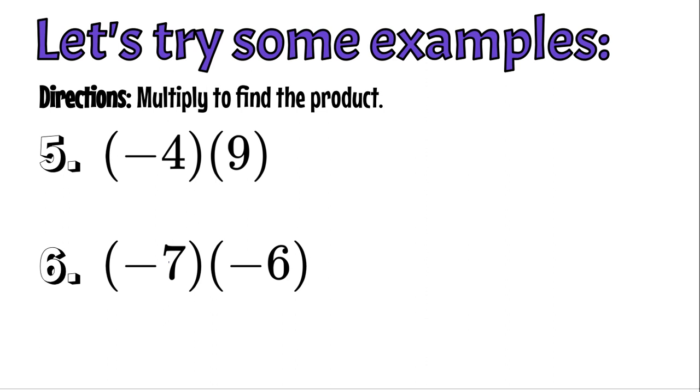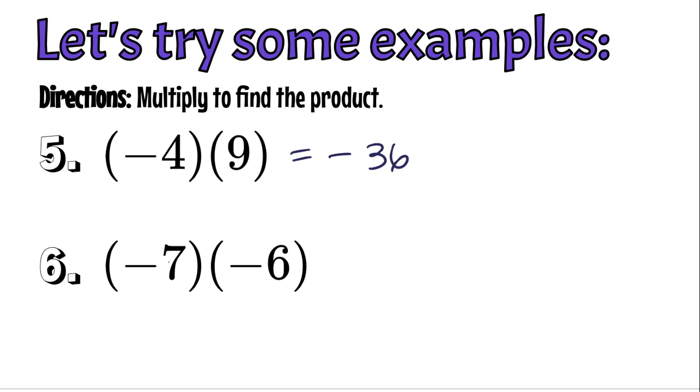Let's multiply to find the product. In number 5, we have negative 4 times 9. Here we have one negative, a negative times a positive. Remember, the signs are different, therefore we're going to have a negative product. And then we can just think, well, we know it's negative. What's 4 times 9? 4 times 9 is 36. So the product of negative 4 and positive 9 is negative 36.